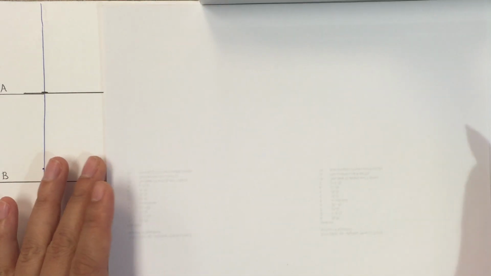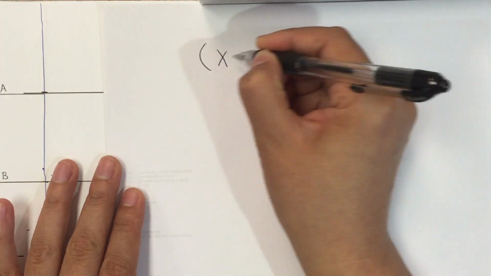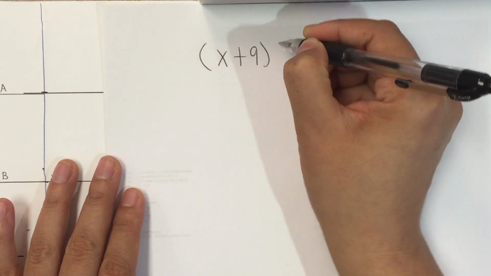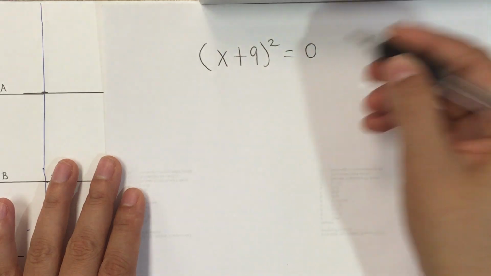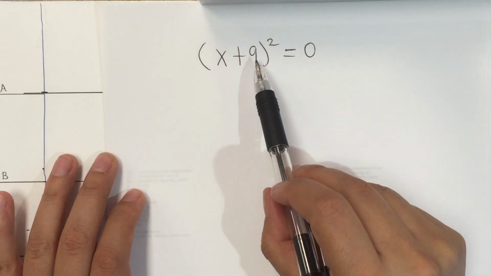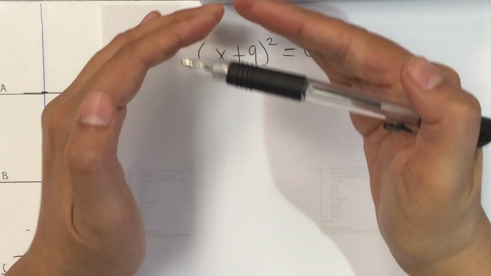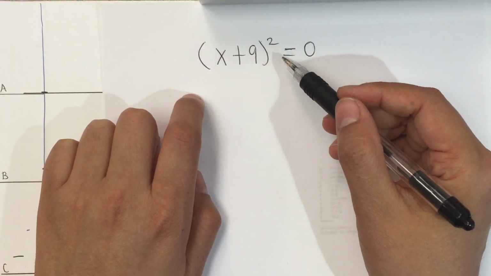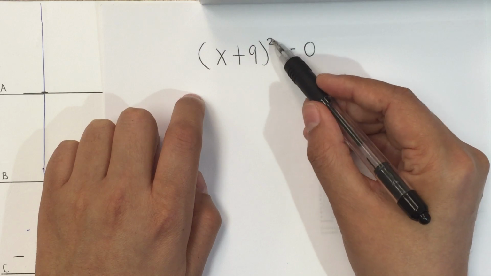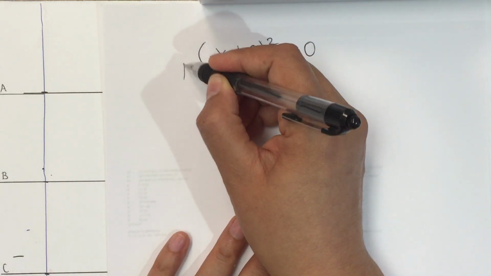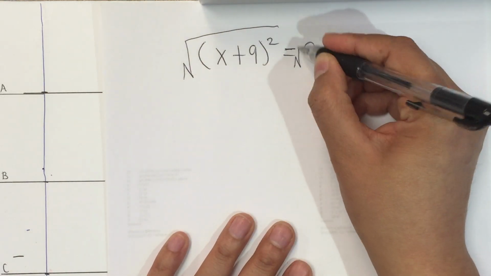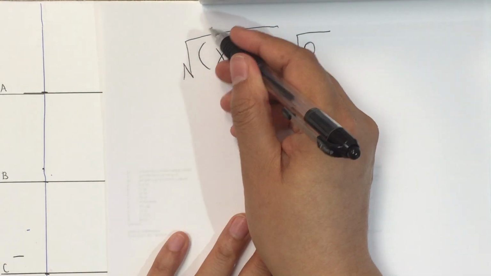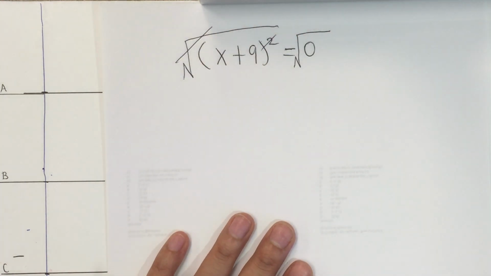Okay, let's move to some a little bit more complex. Nothing out of this world. In here, we cannot cancel the 9 first because it's protected by those parentheses. The whole thing is raised to the second power. So that's what we need to cancel first. We're going to take the square root of both sides. And so the square root cancels with the square.